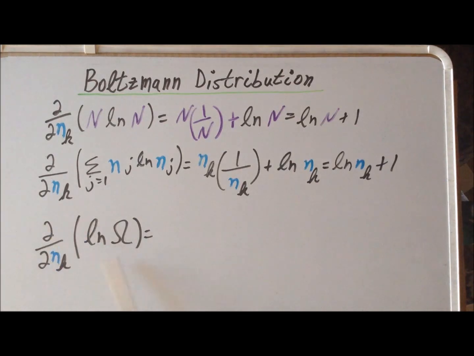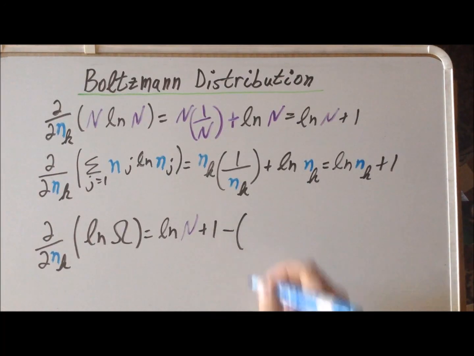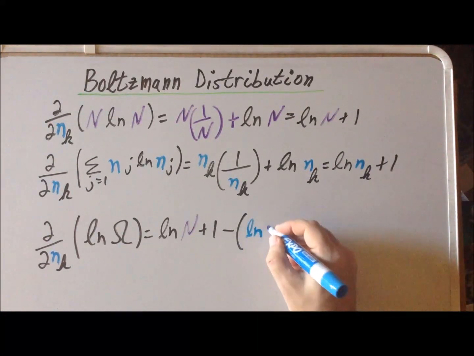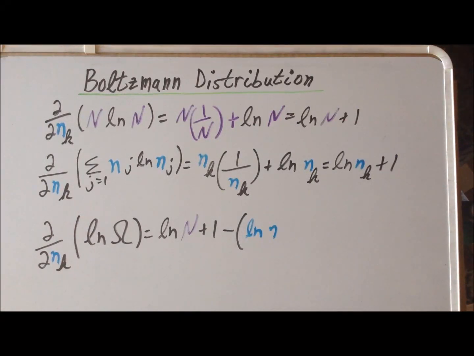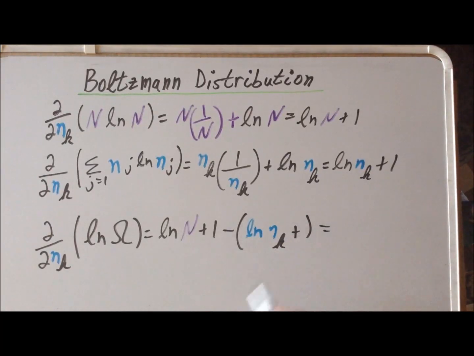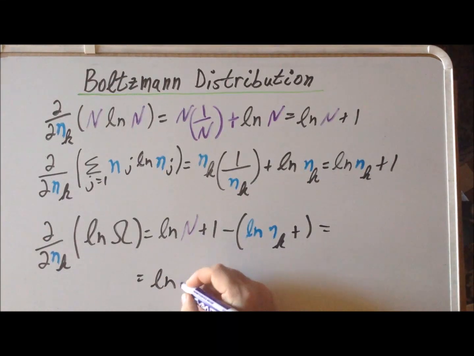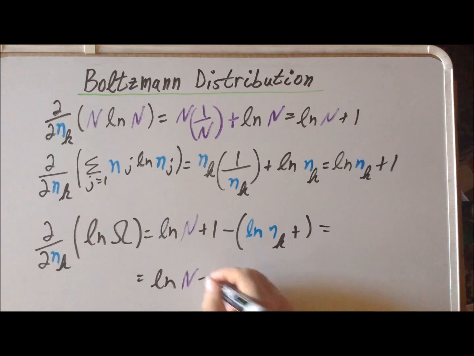So substituting into the derivative for the natural log of omega, we find that it's going to be equal to the natural log of big N plus 1 minus the natural log of n sub k plus 1. Now the 1's are going to cancel here, so we get that this is equal to the natural log of big N minus the natural log of little n sub k.